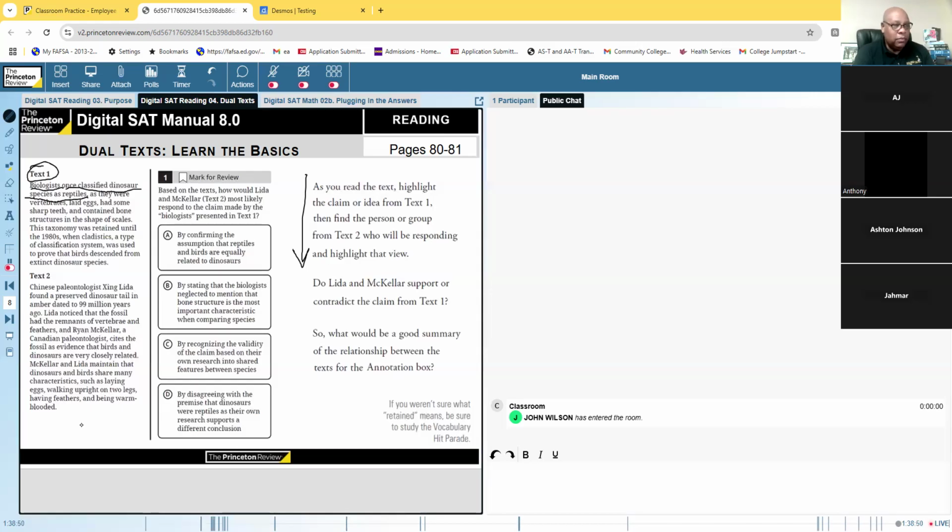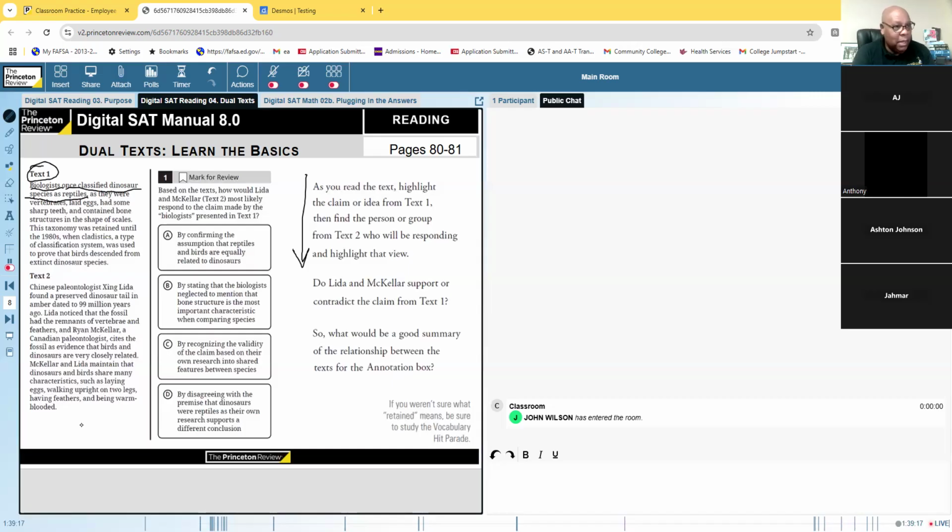All right, now let's concentrate on Lida and McKellar. This is how you actually do it on the test. AJ, I probably wouldn't even read the whole thing. I would stop right where I just read. Once you know you have dual text, you just got to know the claim. So what does the biologist claim, AJ? Don't say they. The dinosaurs are reptiles. Stop. That's it. That's the claim.